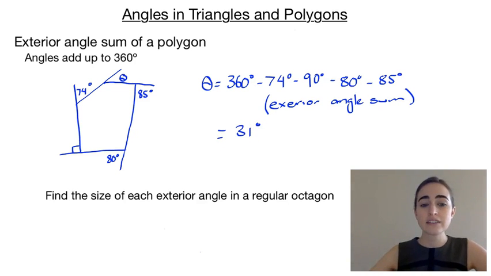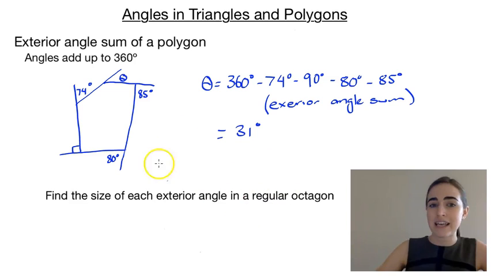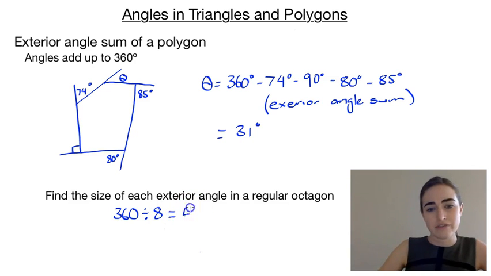Our last example asks us to find the size of each exterior angle of a regular octagon. So again, regular means that all the sides are equal in length and all the angles are equal in size. So because it's an octagon, it's going to have 8 angles. We know that all 8 of them together add up to that 360. So to find the size of each exterior angle, we'd go 360 divided by 8, which would give us 45 degrees. And again, we should have in there exterior angle sum as our reason.